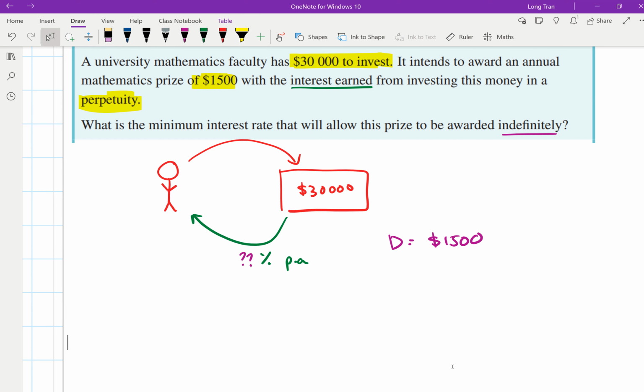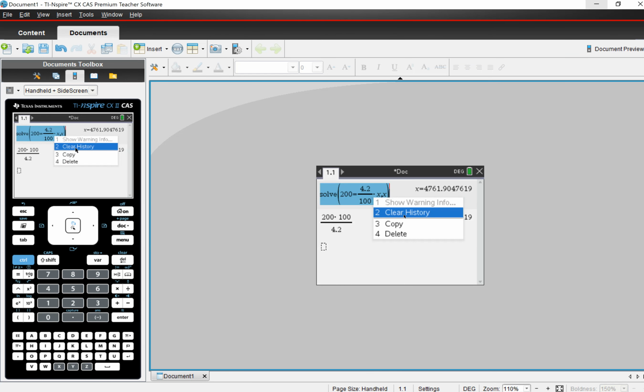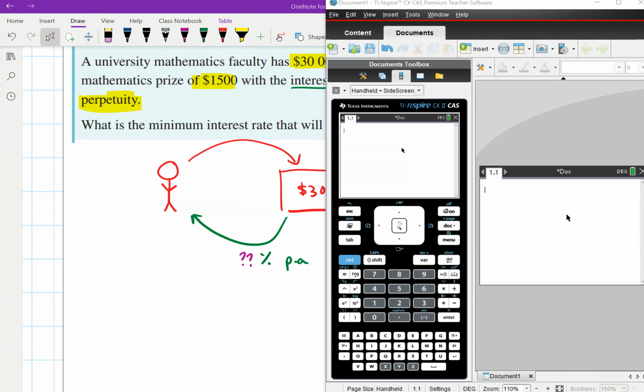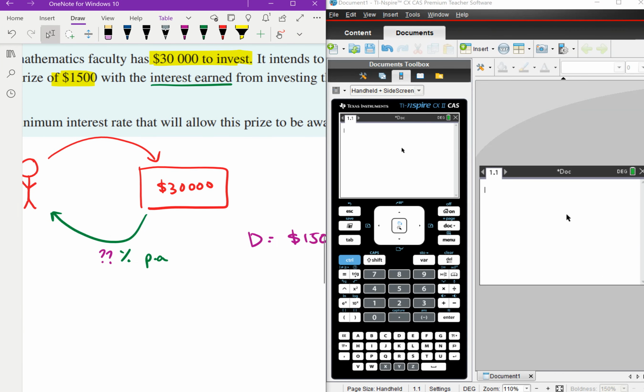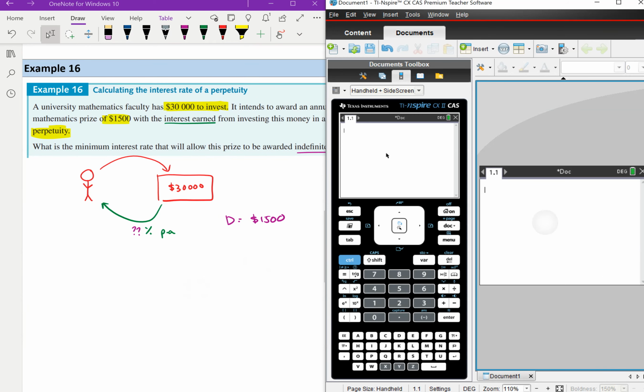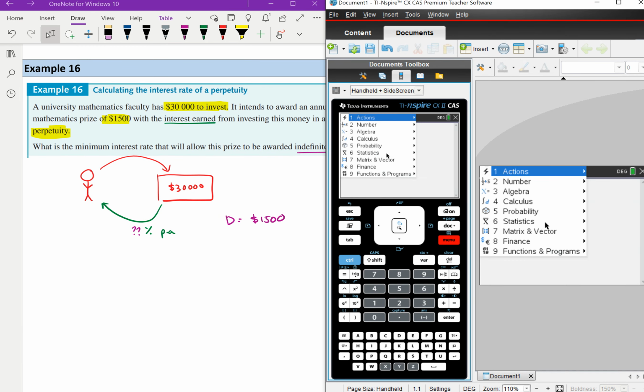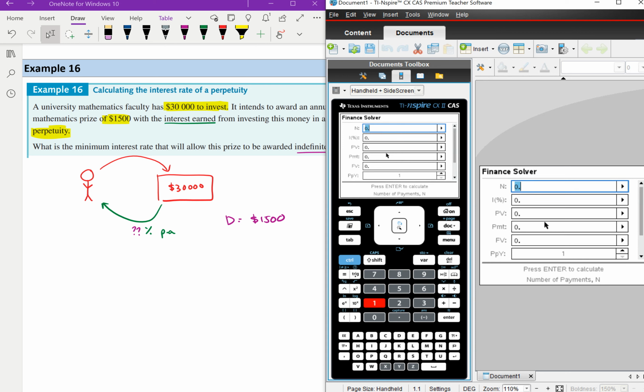So again, we can go back to our CAS over here, and I'm just going to do this so that we can split screen. Okay, so there we go. And we're now going to go to menu number 8, which is finance, and number 1 for finance solver. And here we go. So we want to know, in 1 year, so compounding once, we don't know what the interest rate is yet. We know the present value is 30,000, but remember, this is not 30,000 that is the bank giving to you, it's you giving to them. So it's out of your pocket.